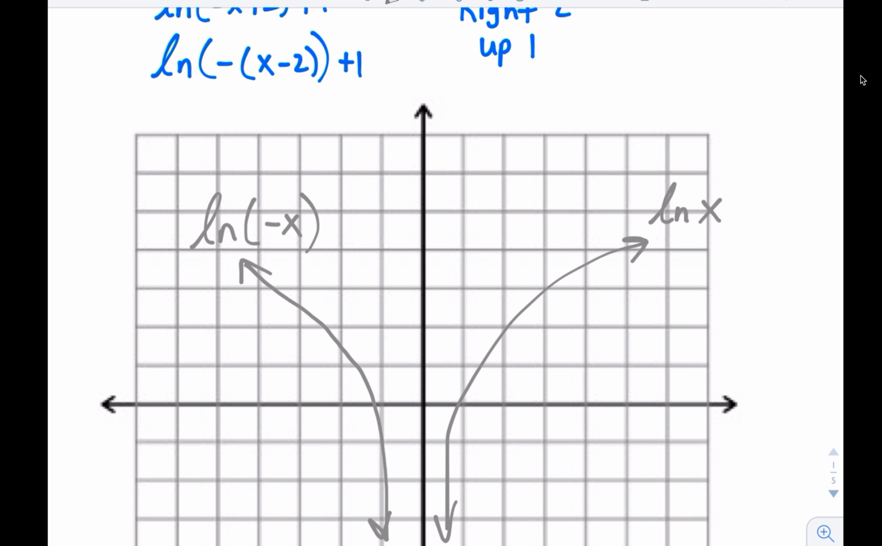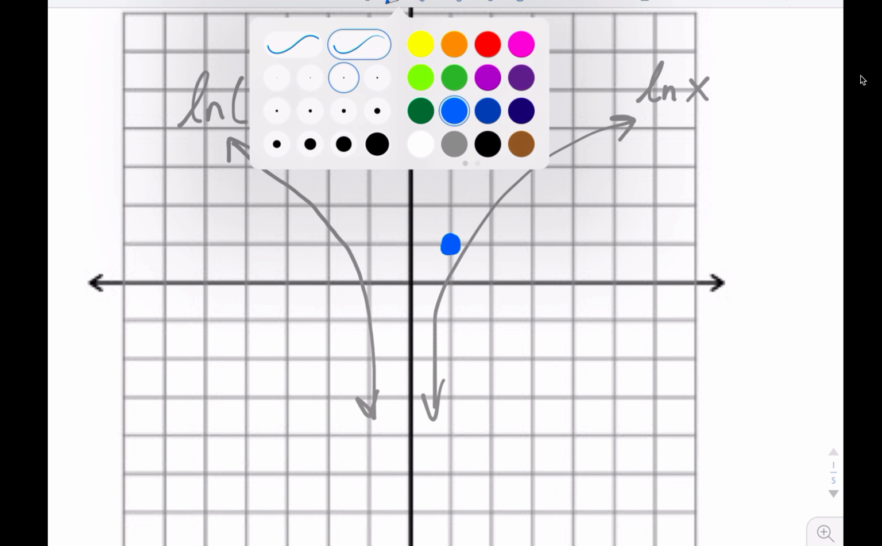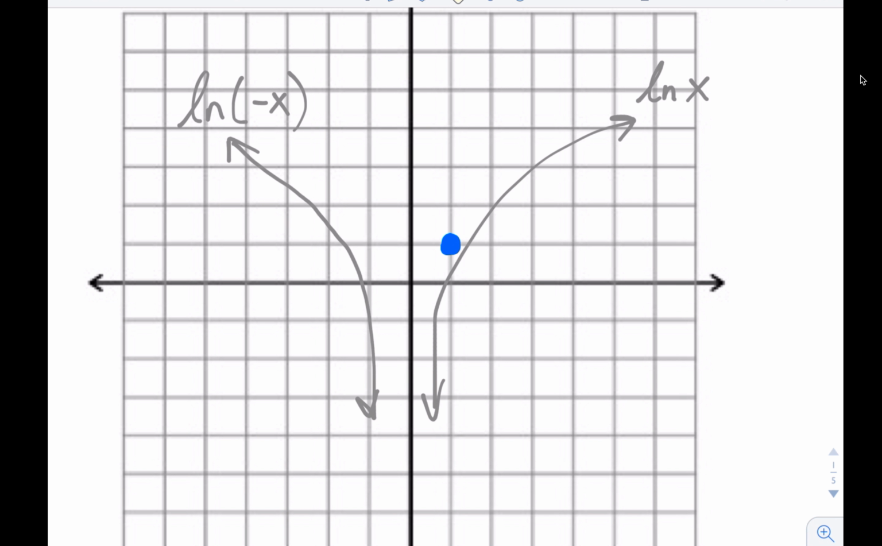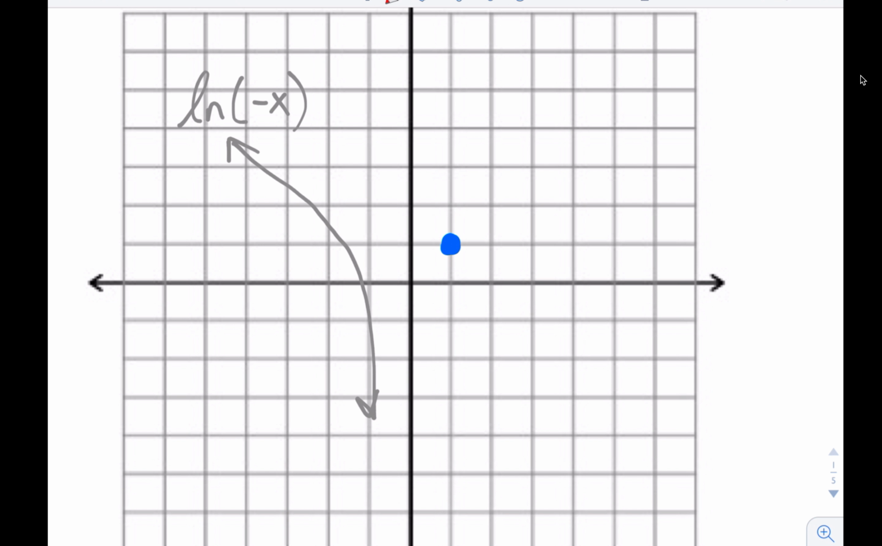So that's what you're going to move now to the right and then move up 1. I'm going to take (negative 1, 0), and I'm going to move it right 2 and then up 1. So it should go right through right there. So let me get rid of these other graphs. Now, because I moved the graph right 2, my asymptote, which was originally at 0, should now be at x equals 2.